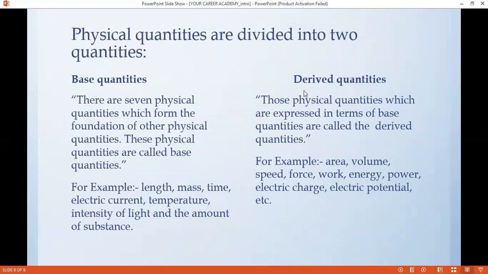So this is our lecture today about branches of physics and then physical quantities and its categories. In the next lecture we will be discussing prefixes and moving forward, the other topics.